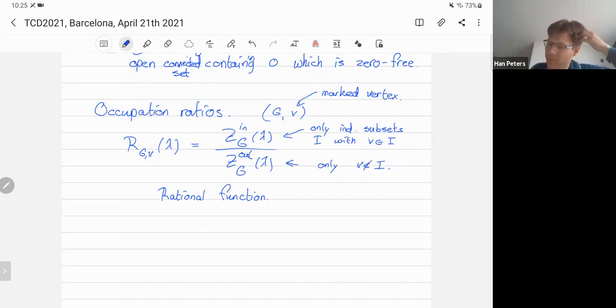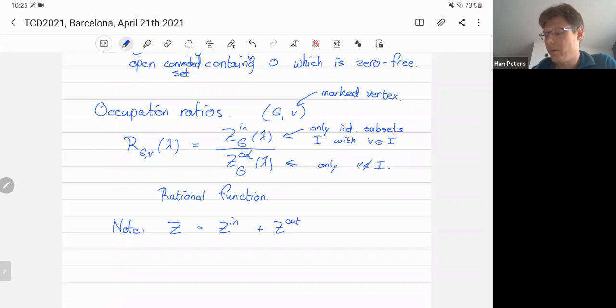And note that Z is of course Z_in plus Z_out. I dropped all the subscripts, but if you want to sum over all independent subsets, you should take the independent subsets that contain v and the independent subsets that don't contain v.